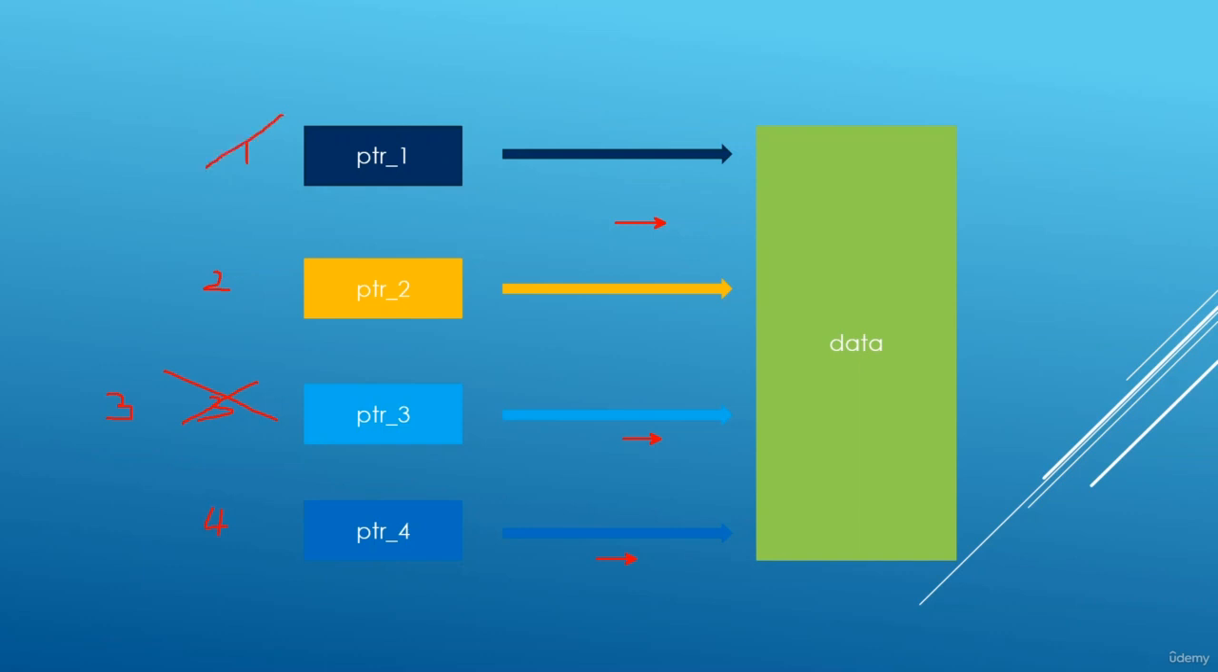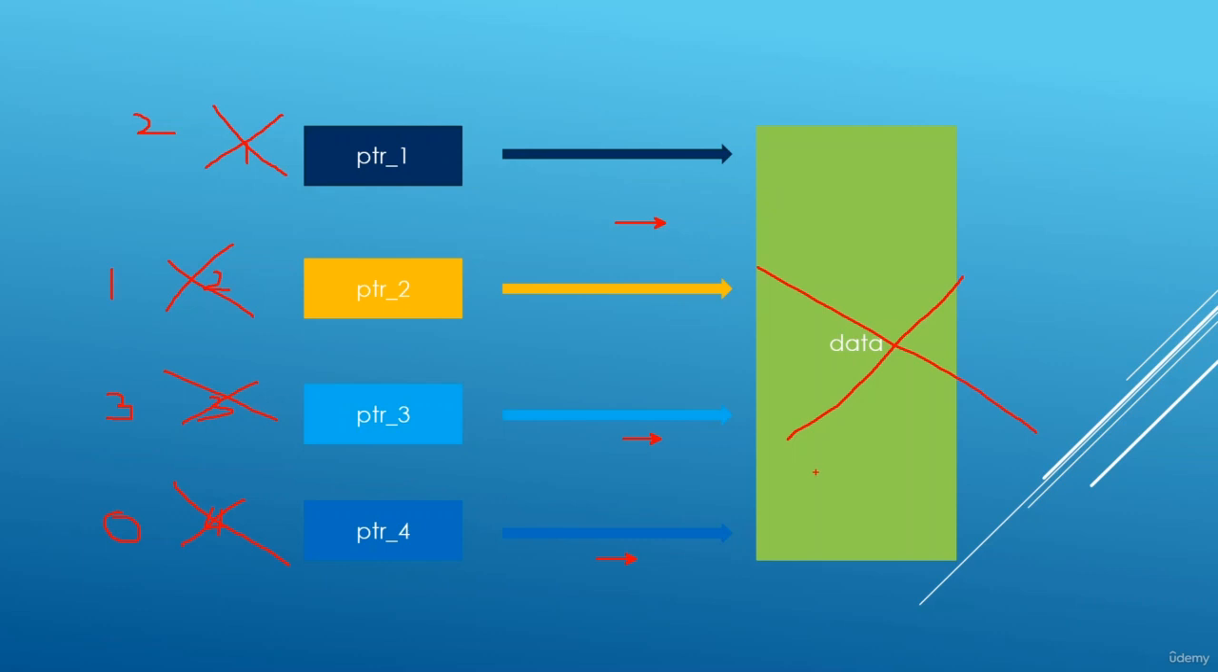If, for example, pointer 1 here goes out of scope, then the reference count is going to decrement and be 2. If pointer 2 goes out of scope, for example, the reference count is going to go down to 1 because we still have only one pointer pointing to the data. And then when pointer 4 goes out of scope, the reference count is going to go down to 0. And that's when the data in memory is going to be wiped out and released.